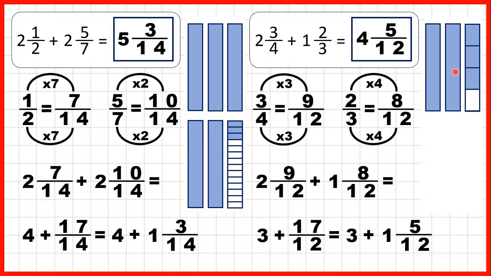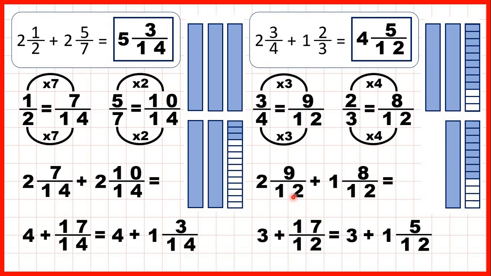Then we had 2 and 3/4, and we were adding 1 and 2/3. We changed 3/4 into 9/12 and 2/3 into 8/12. So, because the denominators were the same, we could put our fractions together to get 17/12. But we knew that we couldn't write 3 and 17/12 as our answer, so we changed that into 1 and 5/12, and putting that together with the whole numbers in our question gave us 4 and 5/12 as our answer.